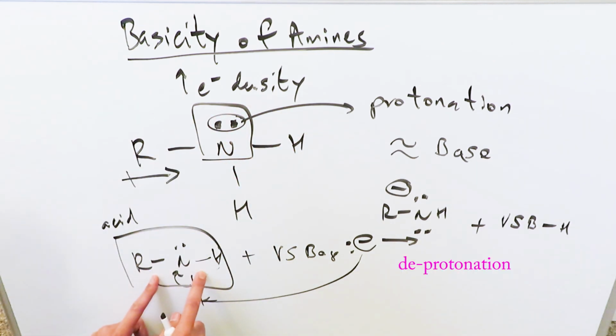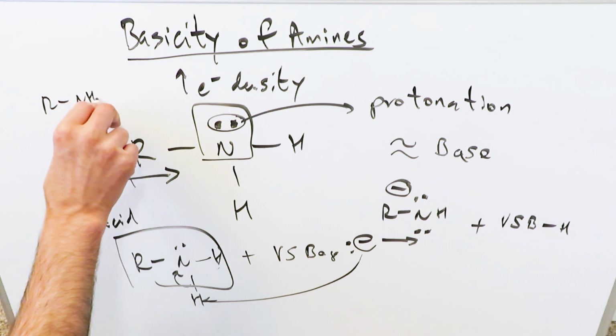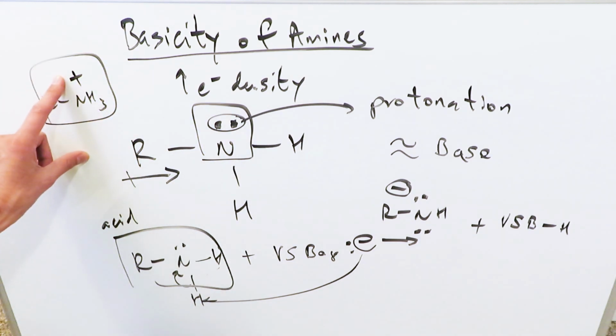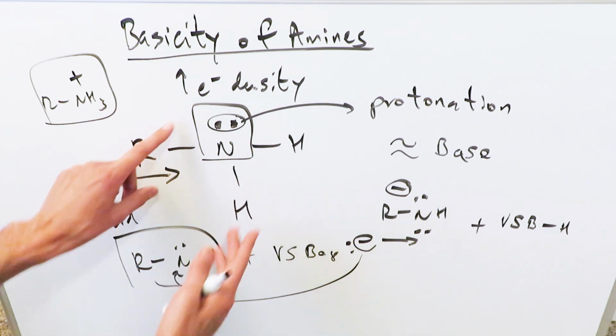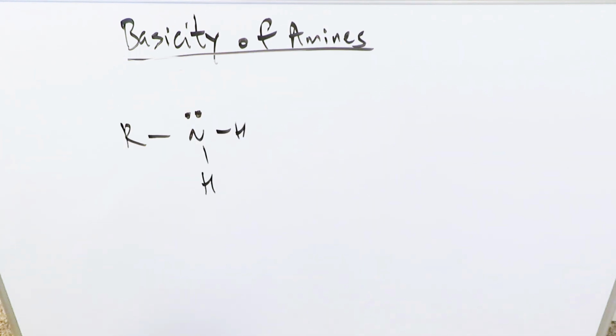Here it's getting deprotonated. If your amine is getting deprotonated, then it was acting as an acid. If your amine is becoming protonated and you're getting something like RNH3+, then it was acting as a base. Protonation is synonymous with base behavior. Deprotonation is synonymous with acidic behavior for an amine. Let's close here with the opposite effect.